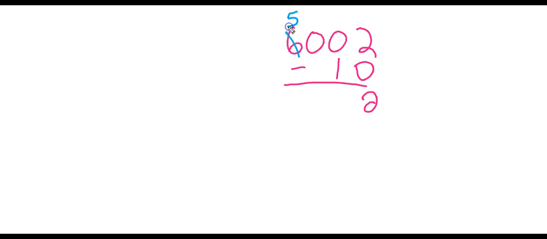That makes it a 5. The one that I borrow goes next door. Instead of 0, I get 10. 0 minus 1, can I still do that? Nope. I have to borrow from this 10. That makes it a 9. Then it goes next door. Instead of 0, I get 10. Now I can subtract. 10 minus 1 is 9. 9 minus 0 is 9. And 5 minus 0 is 5. So 6,002 minus 10, I get 5,992. Okay? Go ahead and do the rest.